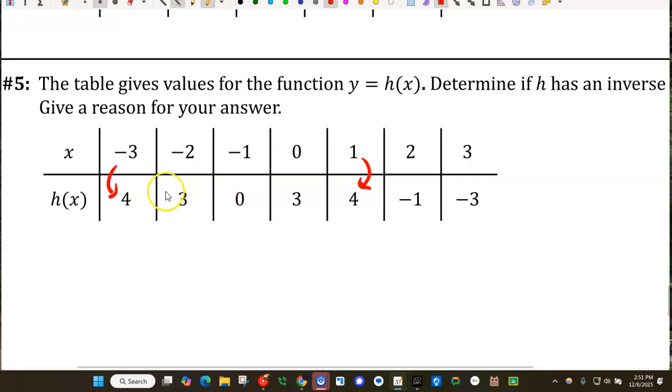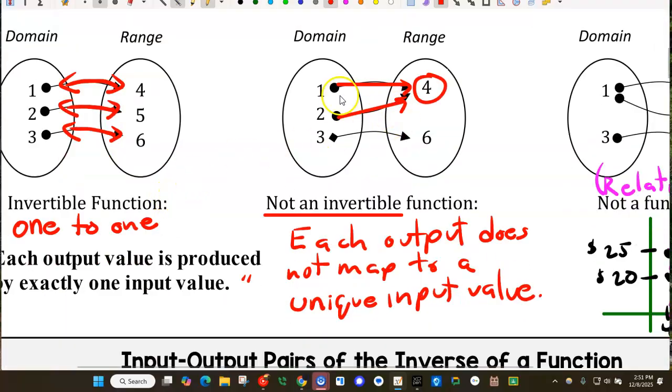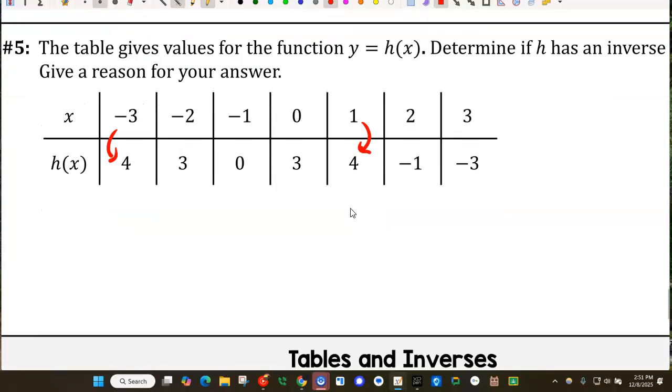So this is equivalent to where we started just with the mapping. We have two x values mapping to 1. So if we try to reverse this, we don't know where this 4 should be going, the 1 or the 2. So realize this is the exact same problem as this, just in table form. Okay, it's just different representations. And we also have -2 is mapping to +3, and 0 is mapping to +3. So for those reasons, h of x does not have an inverse function. There are output values of h of x that are not mapped from unique input values.